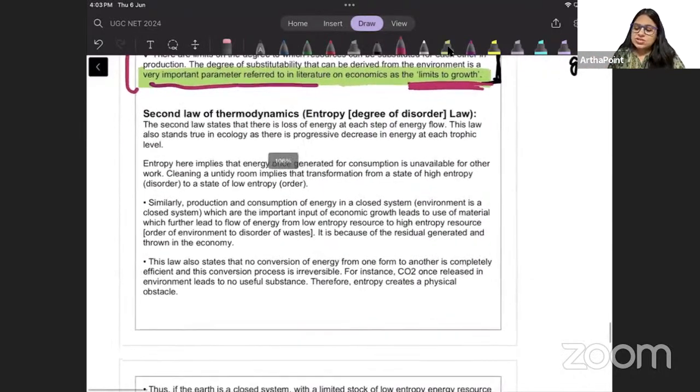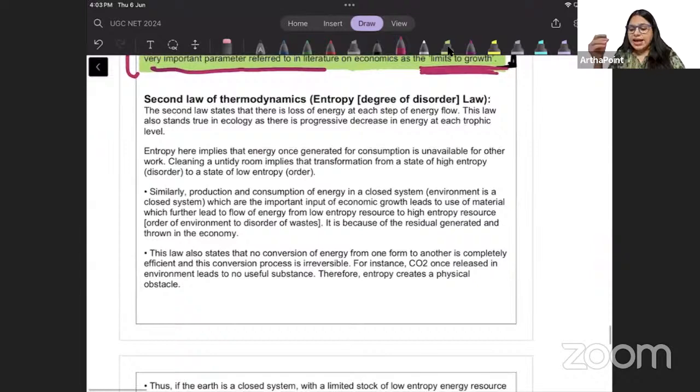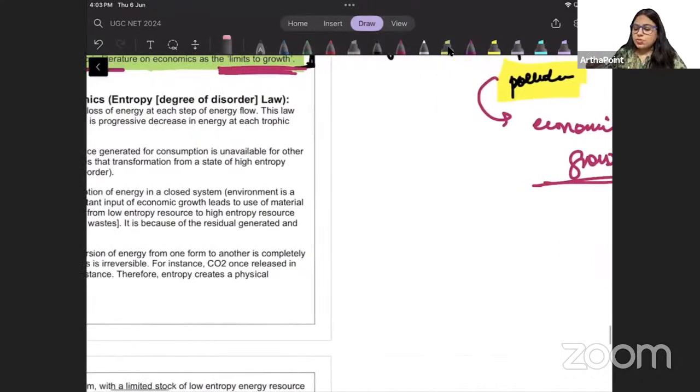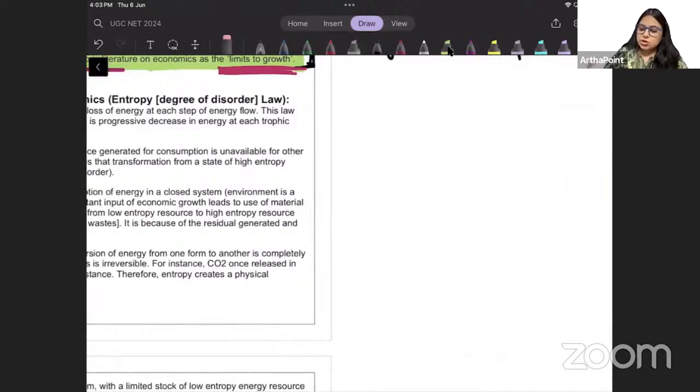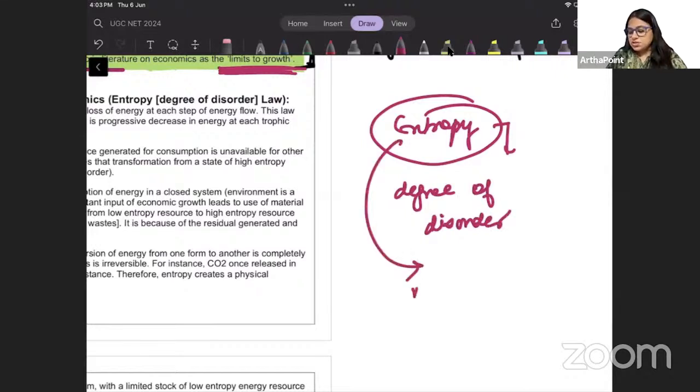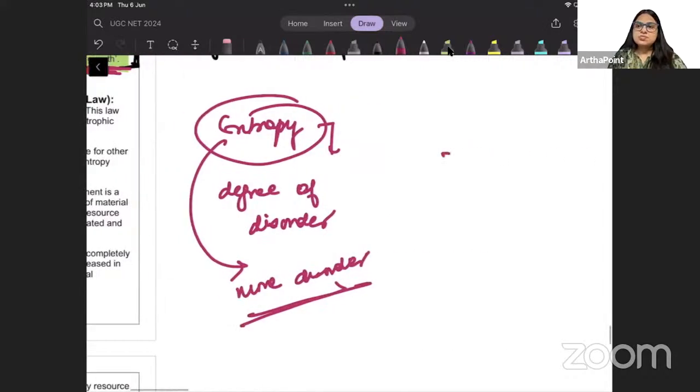Now I will come on to the second law. The second law is called the law of entropy. Now first of all I need to explain this word to you. बेटा, इसको एक बार थोड़ा समझते हैं. What is entropy? Entropy basically is the degree of disorder. Higher entropy means more disorder.